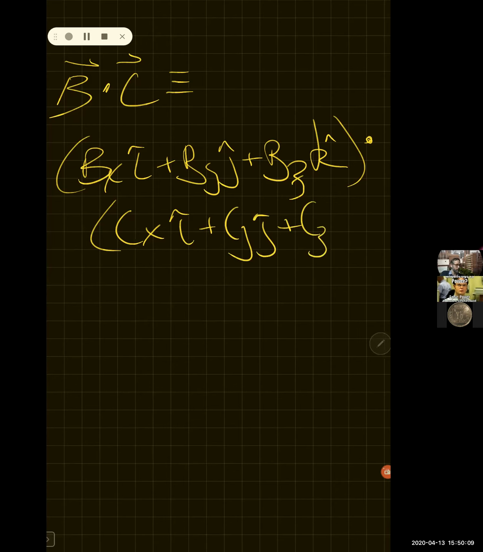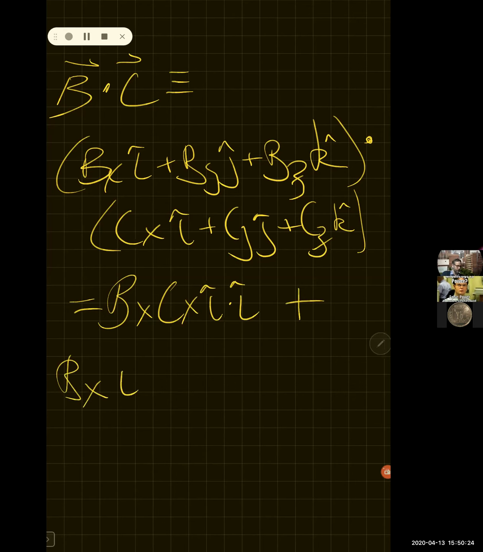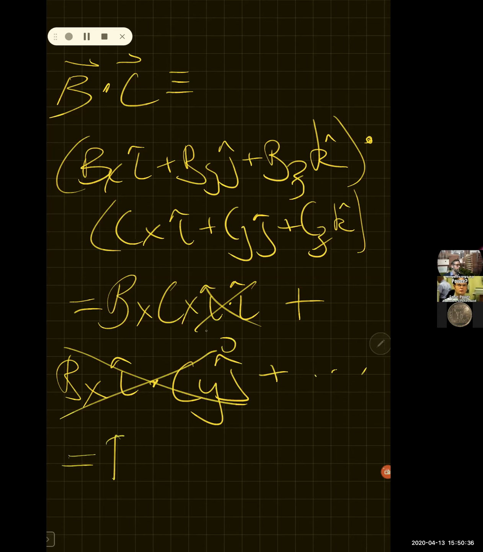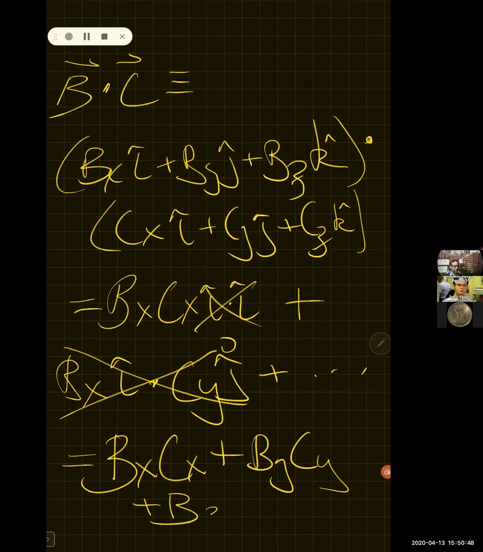So I'm going to go term by term. This is in effect FOIL or whatever you want to call it. But I have three times three, so I should have a grand total of nine pairings, nine terms. But we're going to go term by term and see if there are any patterns. I start with BX i hat dot CX i hat, which is to say BX CX i hat dot i hat. Okay, i hat dot i hat, we said, is one. So that whole thing reduces to the number BX CX.